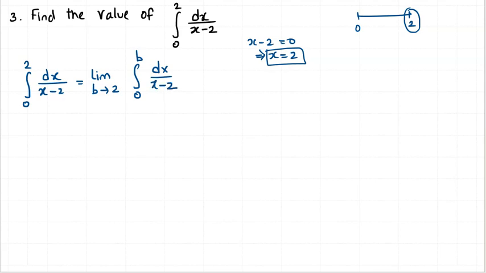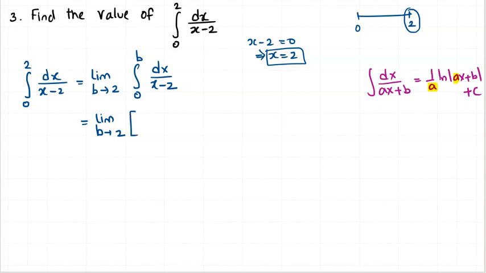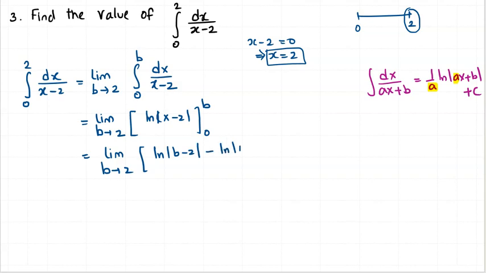Now this integral becomes a definite integral. Integrating it, for this you can use the law of integration that says that integral dx over ax plus b is 1 over a ln of mod of ax plus b plus c. What we did is whatever is the coefficient of x, we divide by that. So using that rule, this gives you ln of mod of x minus 2, limit is from 0 to b. So this gives you limit b approaches to 2, ln of mod of b minus 2 minus ln of mod of 0 minus 2.